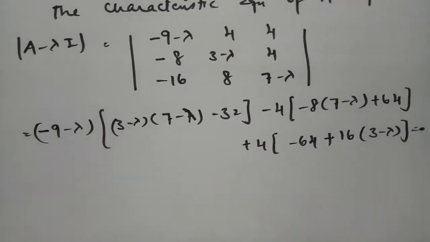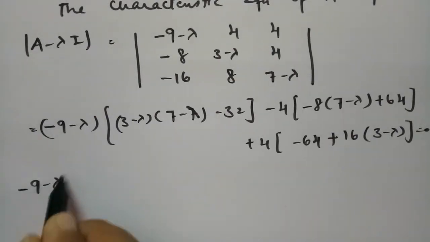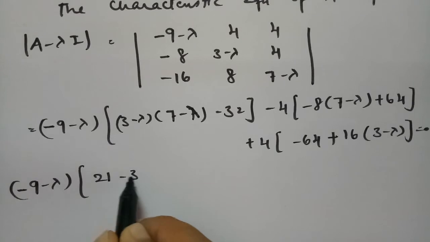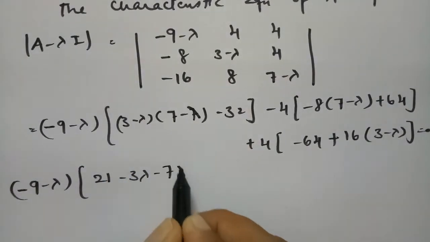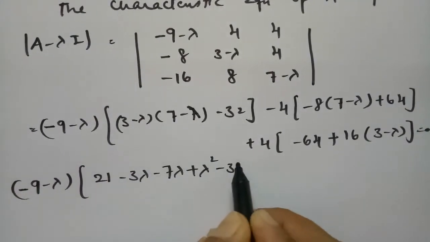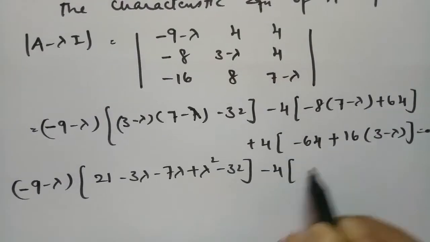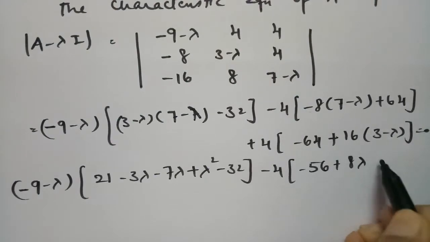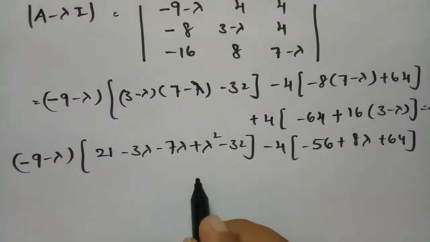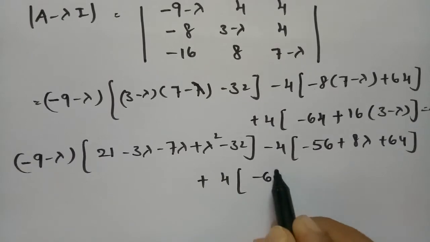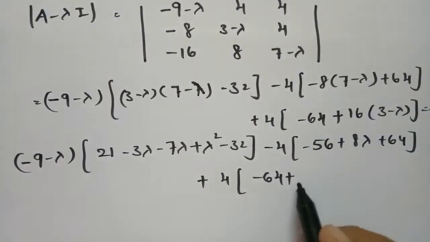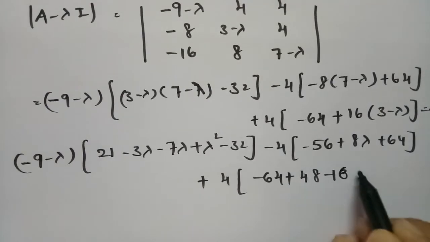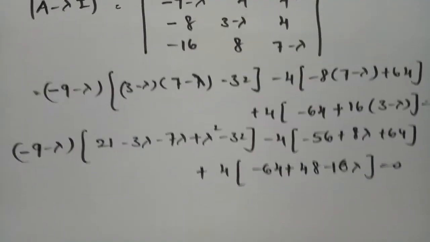So if I multiply, then see what happens here. -9 minus lambda into, if I multiply, this is 21 minus 3 lambda, this is -7 lambda plus lambda square minus 32, and this is -4 times of, this is -56, and this is plus 8 lambda plus 64, plus this is 4 times of -64. If I multiply, so this will be 48 minus, so this is again 16 lambda is equal to 0.